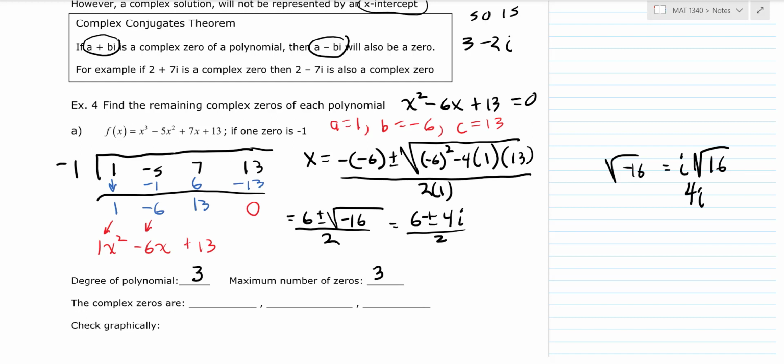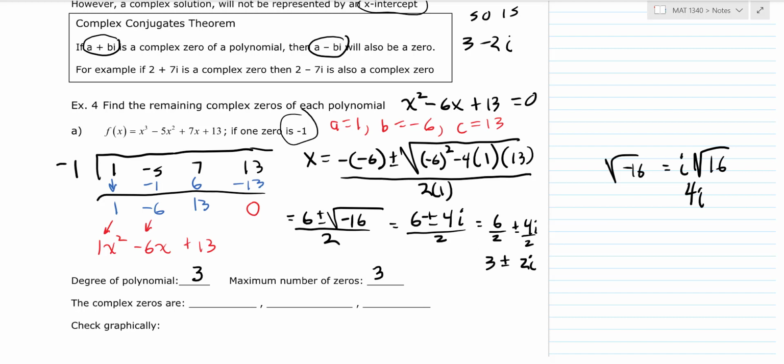And then what you want to do is just go through and spread it out, tear apart the fraction in a sense. So 6 over 2 plus or minus 4i over 2 is going to give you: 6 divided by 2 is 3, and then 4 divided by 2 is 2, so you're going to get this. So your zeros are going to be this.